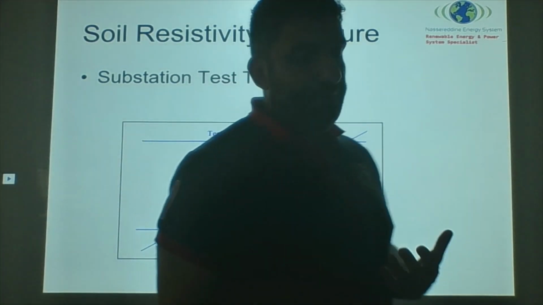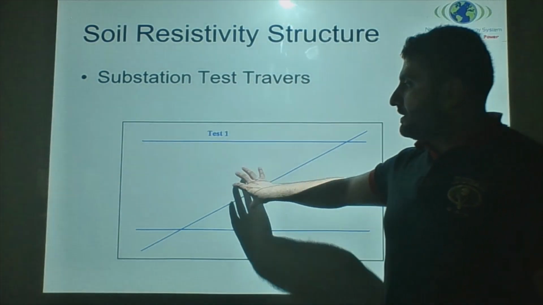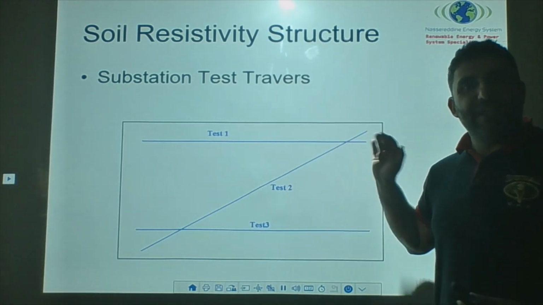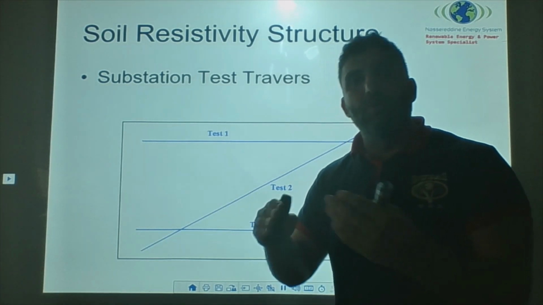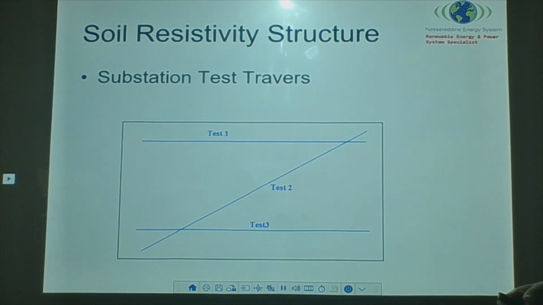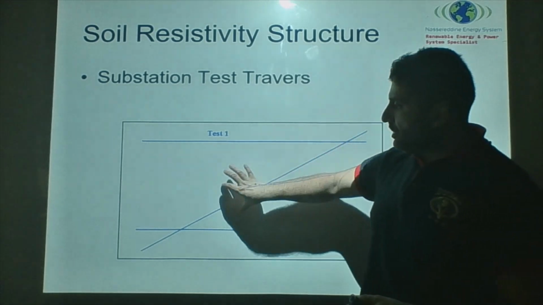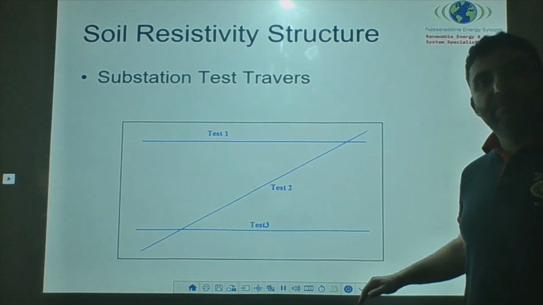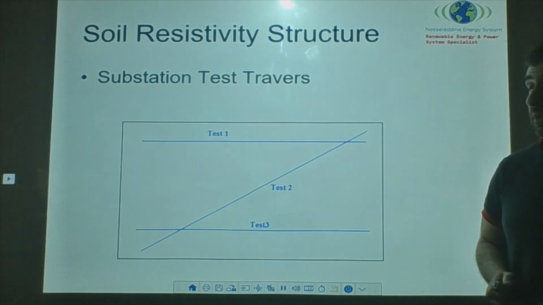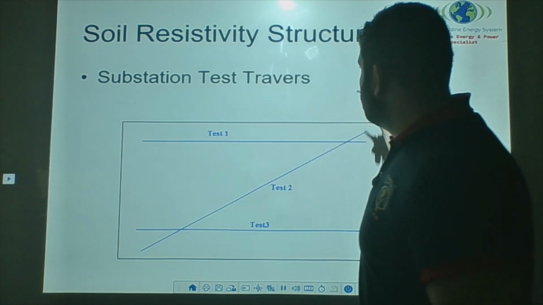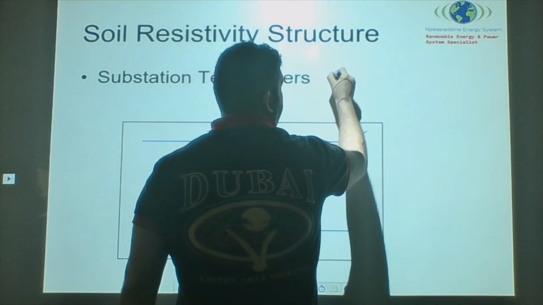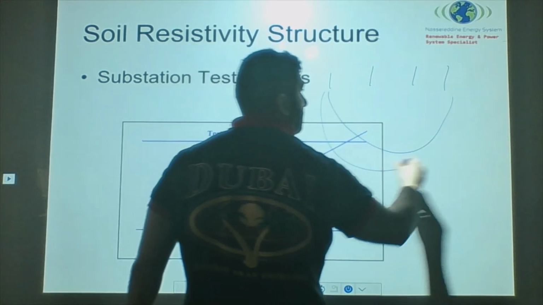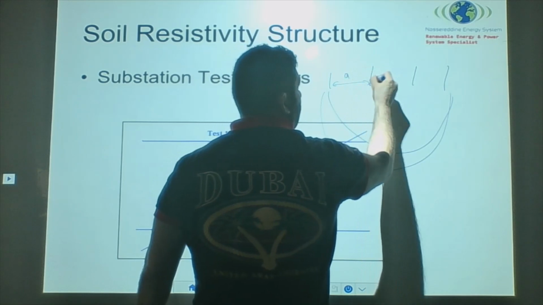As we saw in my previous lecture, if I have a substation, I need to go 300% of its size to have more accurate data. So if I want to put a substation in here, I will do multiple tests. Why do I do multiple tests? Remember, our previous lecture showed you the Wenner method. You have 4 probes. How does it go? You remember this? Each one of them has a.